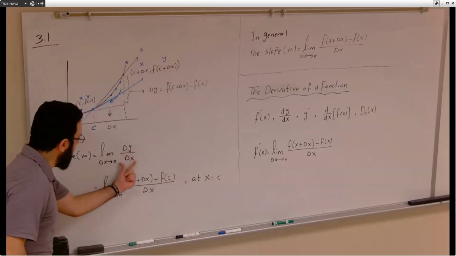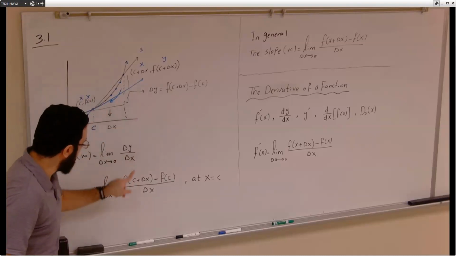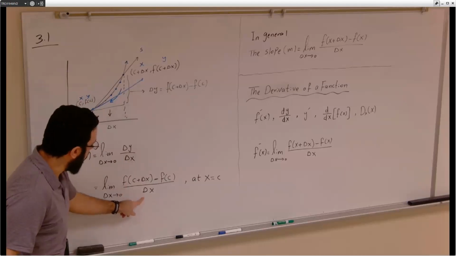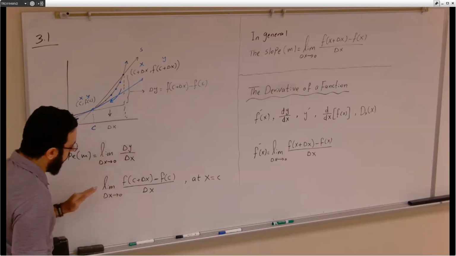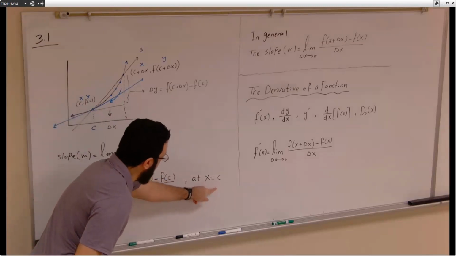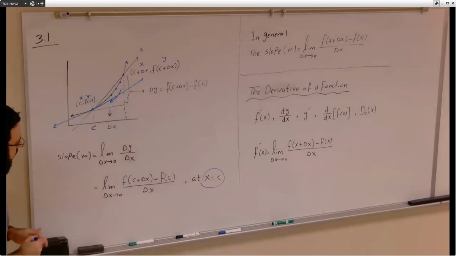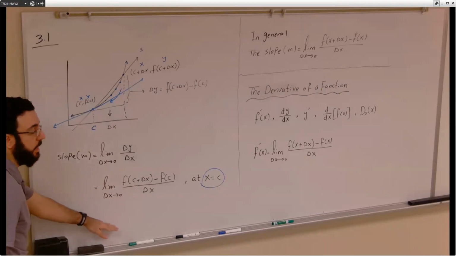Delta y over delta x, delta y is going to be f of c plus delta x minus f of c, over delta x. So in this case, we're using the limit because we need to approach x equals c. So at this point, x equals c, here is going to be the formula to find the slope of the tangent line.